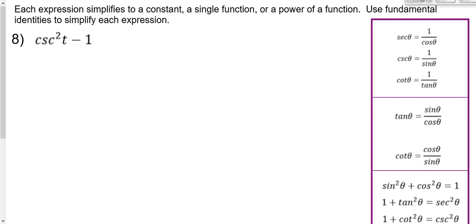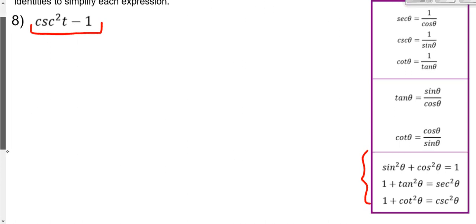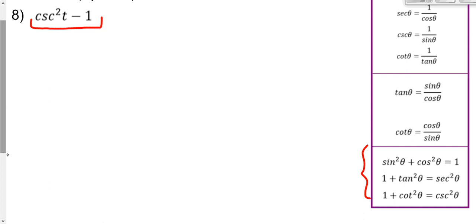Express as a constant, a single function, or a power of a function. Same thing. Okay, so does this look familiar? Anytime you have something like this, you should be alerted to the possibility that you're going to use a Pythagorean identity. We have those down at the bottom. Perhaps we're going to be able to rearrange this third one. Let's see what we can do.